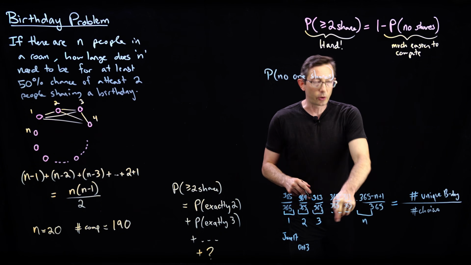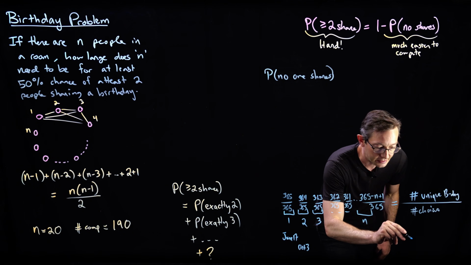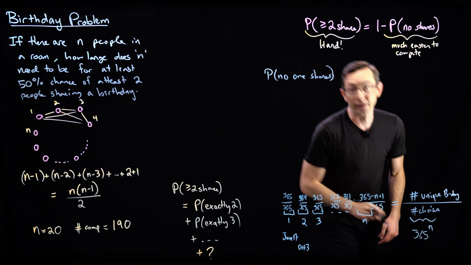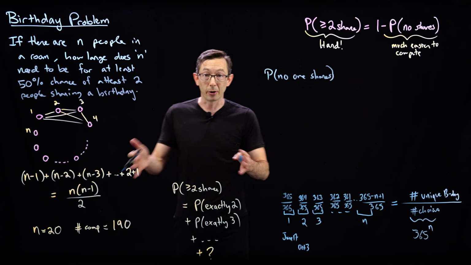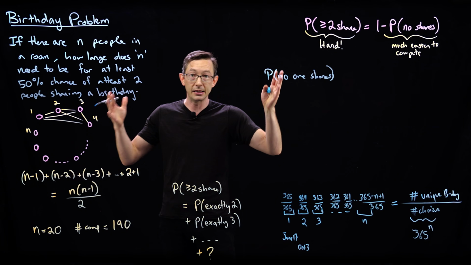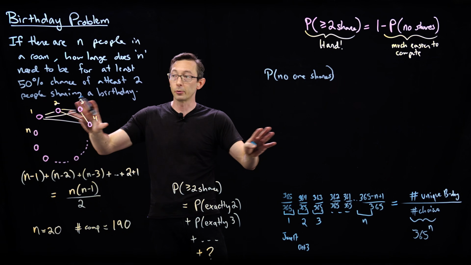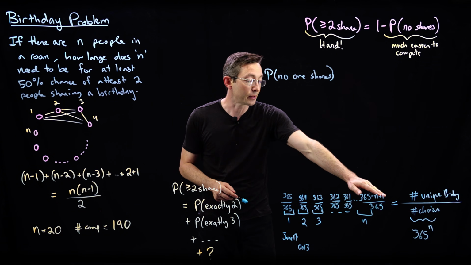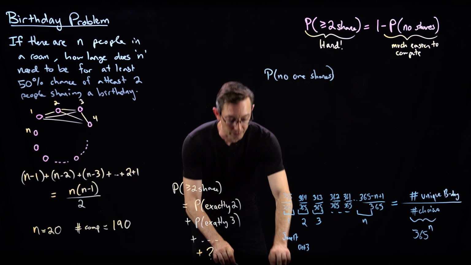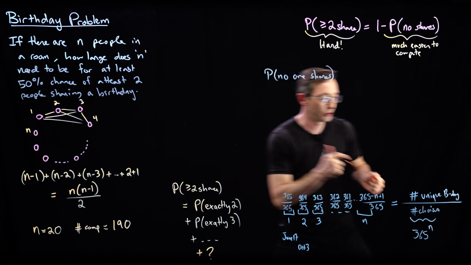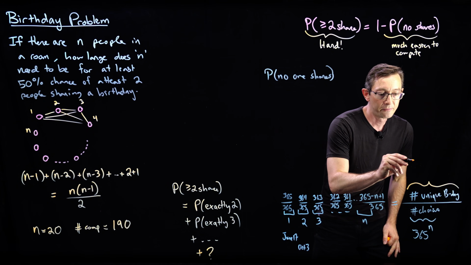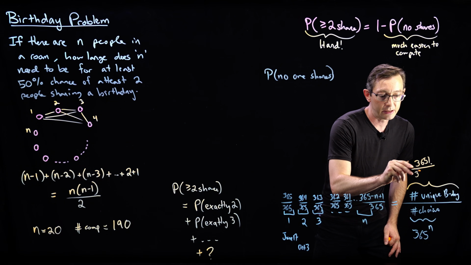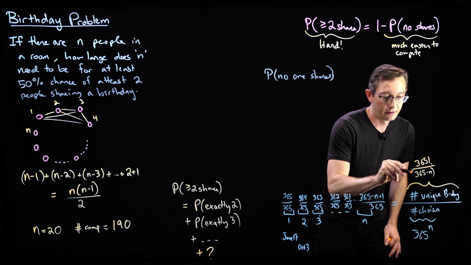Now, the total number of choices is obviously just 365 to the n. All of these n people could have any birthday. The total number of birthdays is 365 to the power n. That's the total number we're dividing by. The number of unique birthdays where no one shares a birthday is this product here. It's, maybe I'll write this in orange. This number of unique birthdays is 365 factorial divided by (365 minus n) factorial.